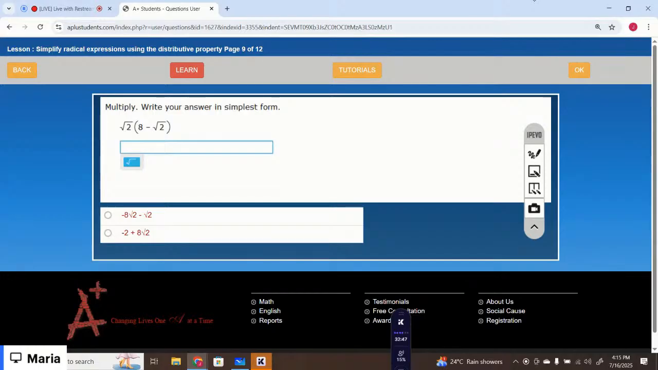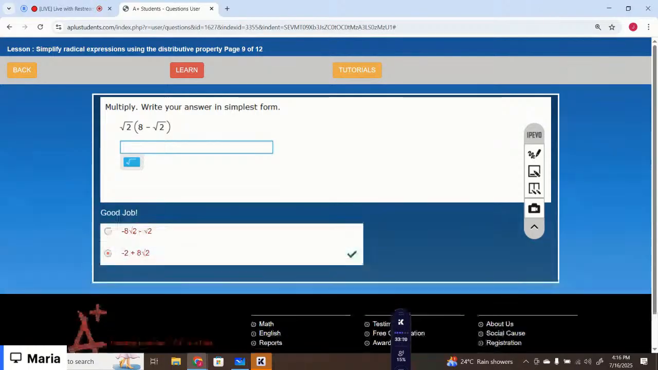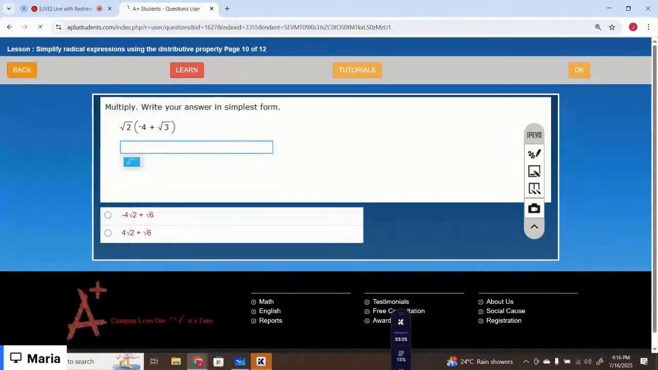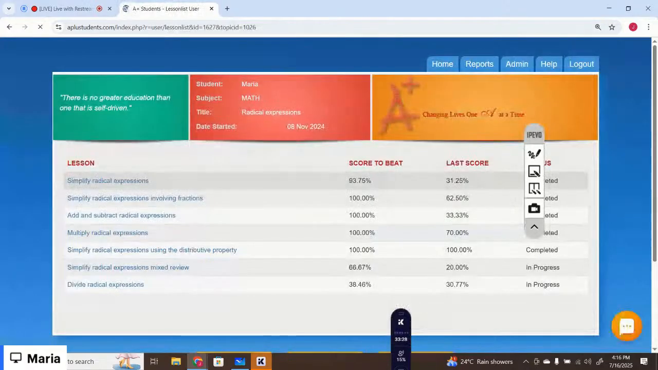Multiply square root 2 times 8 minus square root 2. That is minus 2 plus 8 square root 2. Option number 3 is the correct option. So you can complete the lesson by yourself every day. Let me just move on to the next lesson.